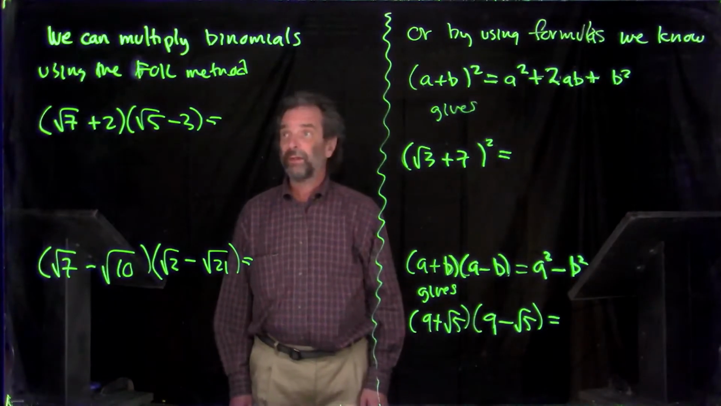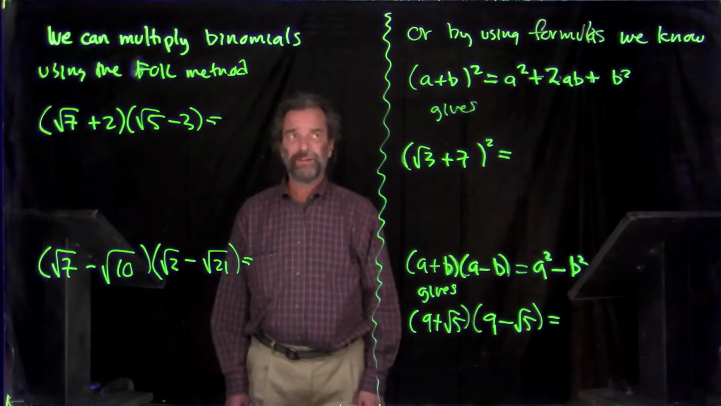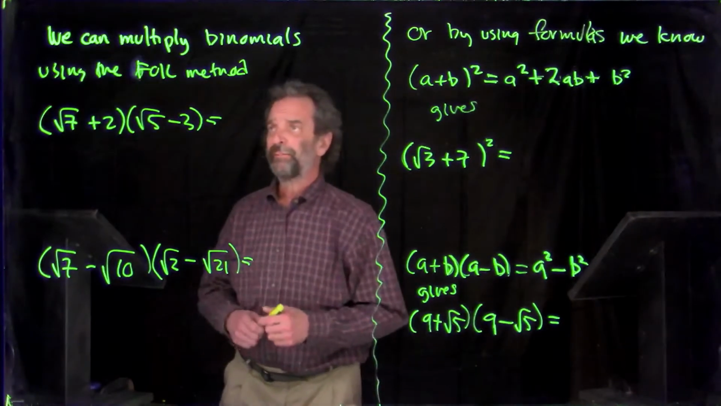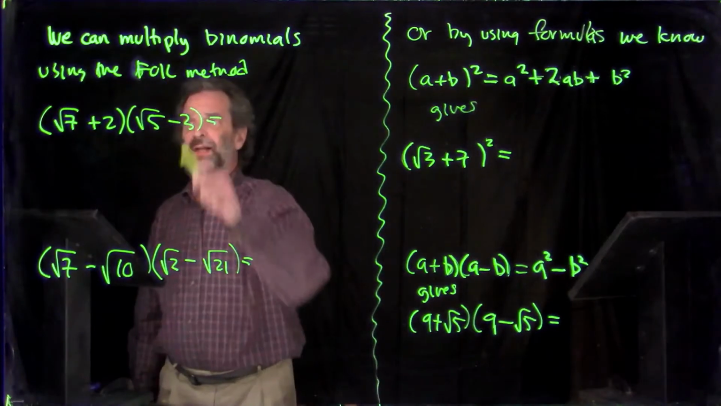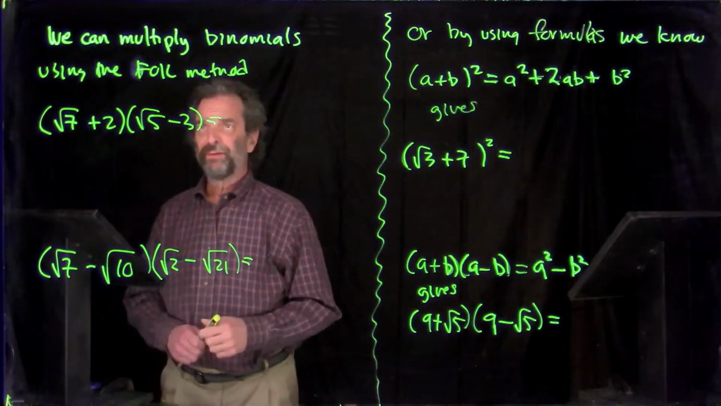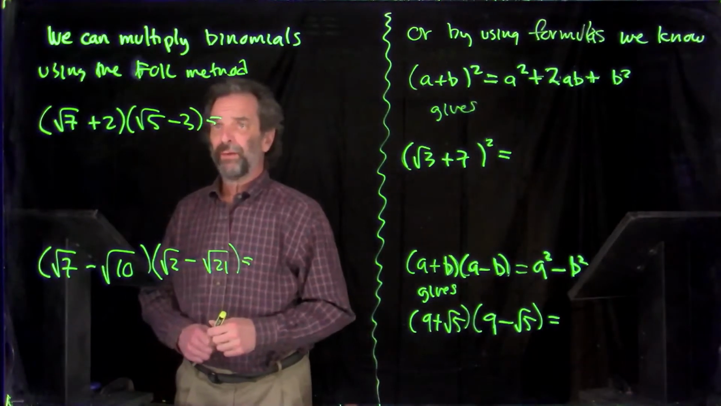Well, here we go. We're going to multiply some binomials. Over here, we're going to use the FOIL method. It says first, outside, inside, last. It's really just the distributive property a few times over. But we'll use the FOIL method.